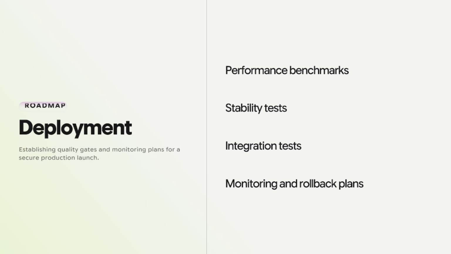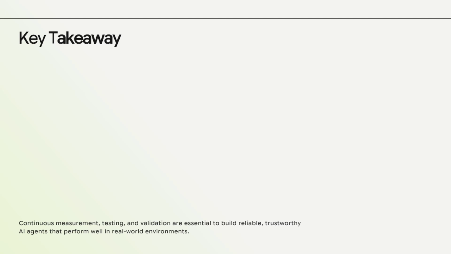Deployment: establishing quality gates and a monitoring plan for a secure production launch. Performance benchmarks, stability tests, integration tests, monitoring, and rollback plans are forms of deployment. You can use canary deployment or rolling deployment, which are basically the best for deploying agentic AI systems. So, key takeaway: continuous measurement, testing, and validation are essential to build reliable, trustworthy AI agents that perform well in real-world environments.